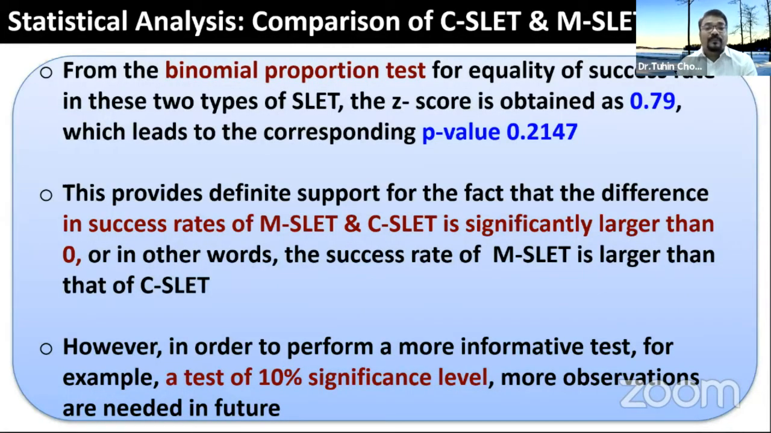And from the binomial proportion test for equality of the success rates in these two types of SLET, the G-score obtained is 0.73, which leads to a corresponding p-value of 0.2147. This provides definite support for the fact that the difference in success rates of M-SLET and C-SLET is larger than 0, or in other words, the success rate of M-SLET is larger than that of C-SLET. However, in order to perform a more informative test, for example a test at a 10% significance level, more observations are needed in future.